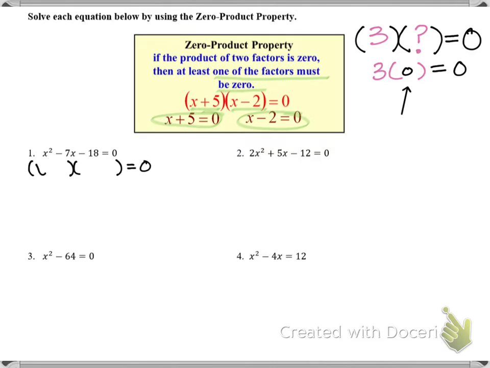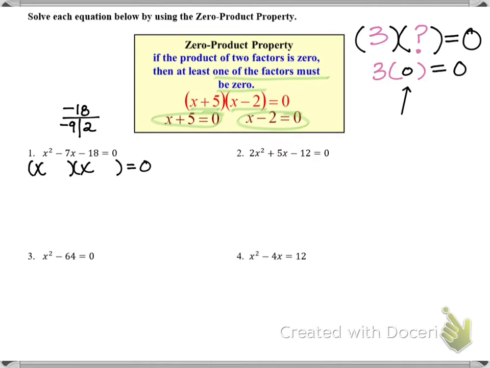So, quick little factoring review here. I know I need to start with x and x because that's how I will obtain the x squared. But now I need to think of numbers that multiply to negative 18 that will also add to negative 7. So hopefully you can understand why my choices would be negative 9 and 2. Negative 9 times 2 equals negative 18, and negative 9 plus 2 equals negative 7.